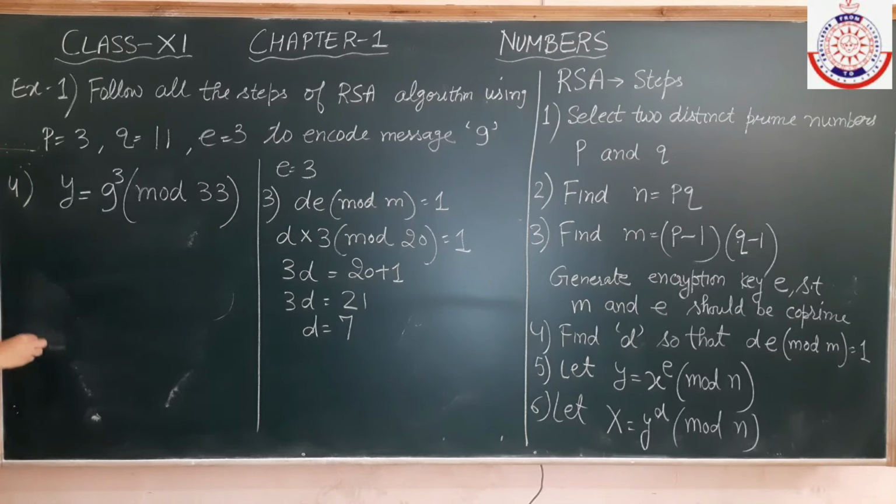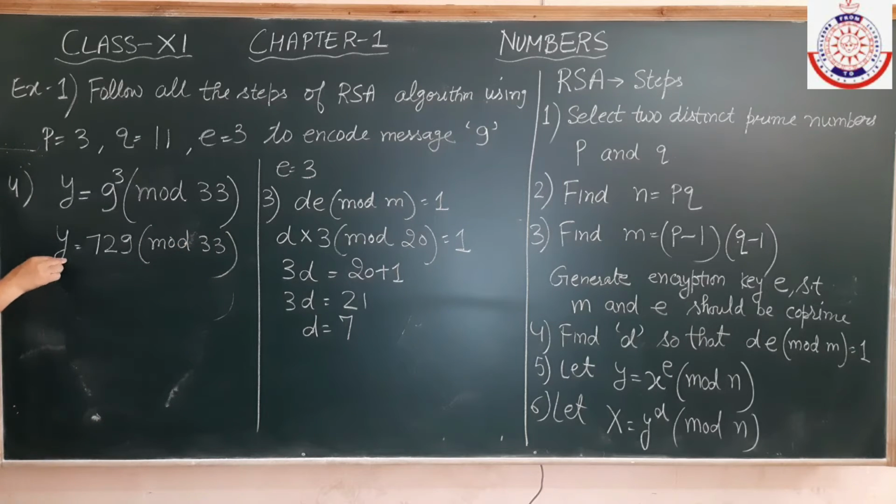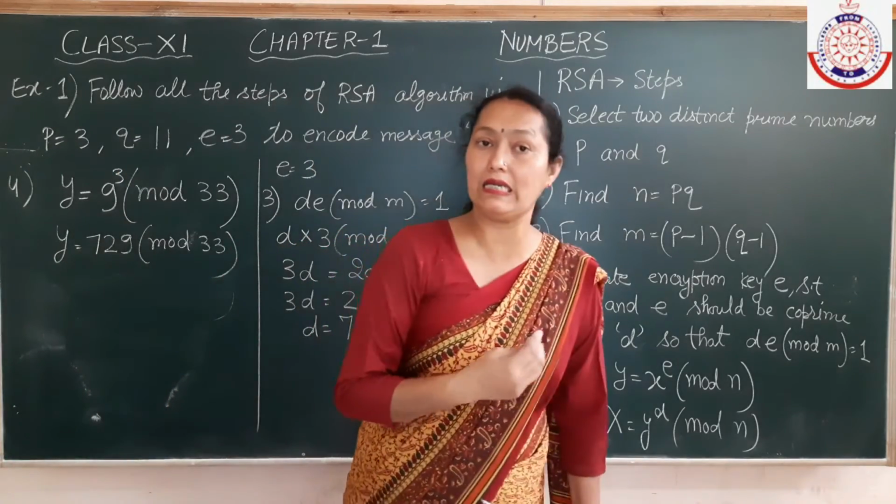Let us check what will be the remainder. 9 power 3. 9 9s are 81, 81 3s are 729, mod 33. So Y is the remainder when 729 will be divided by 33. Let us check.